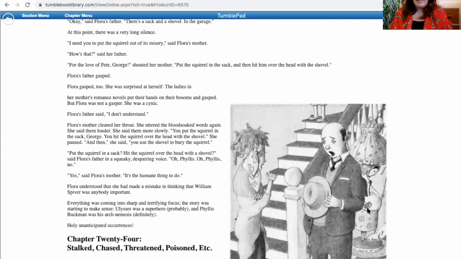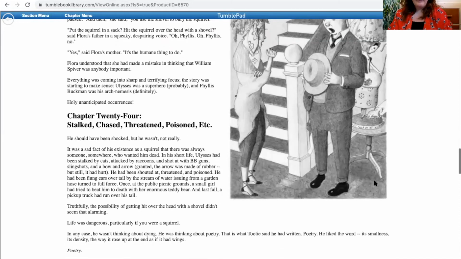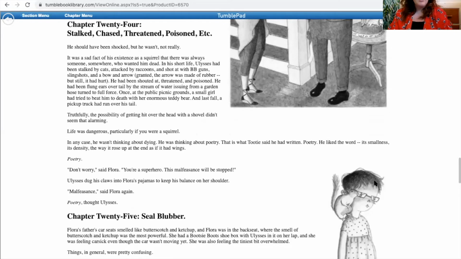Definitely. Wholly unanticipated occurrences. And now we have Flora's parents. Her dad with his hat that he keeps moving around. And we can't forget about Marianne over in the corner. Chapter 24. Stalked, chased, threatened, poisoned, etc.